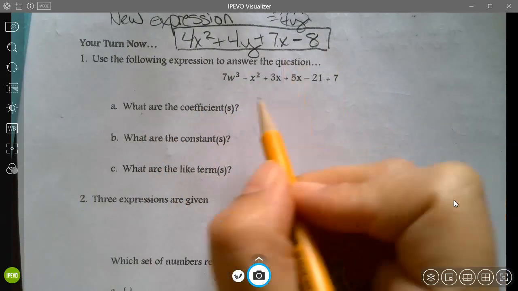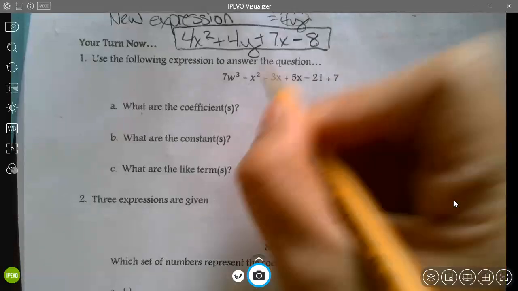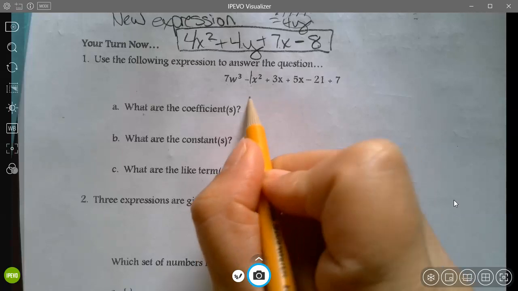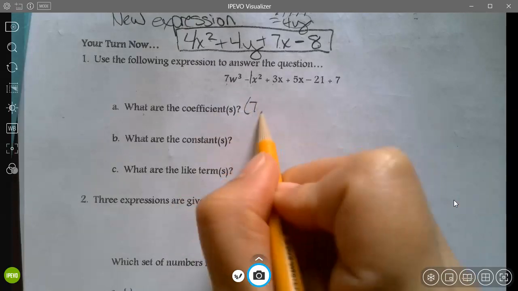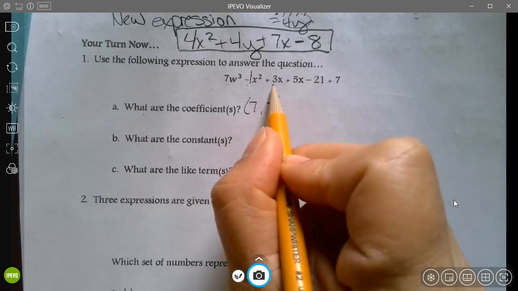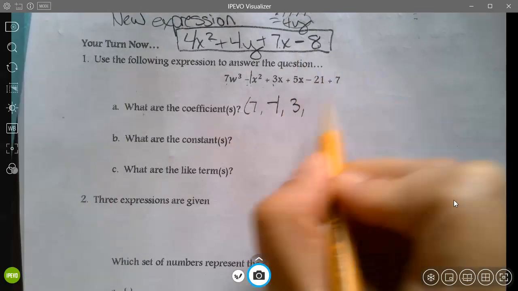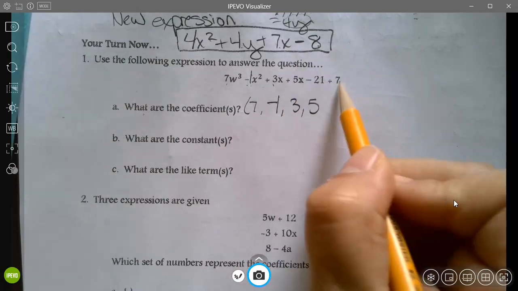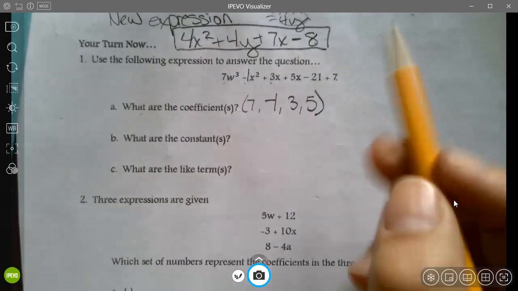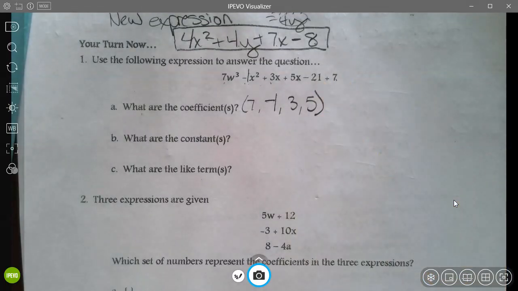What are the coefficients? Remember, coefficients are with the variables. I don't see a number with this variable, so I'm going to go ahead and just write a 1. What are my coefficients? 7. I see a minus in front of the 1, so my negative 1. I see a 3. I see a positive 5 with this x. And then these don't have variables, so they won't have coefficients. Any term without a variable is a constant, not a coefficient.